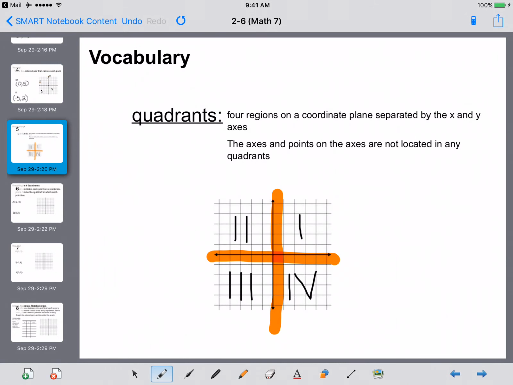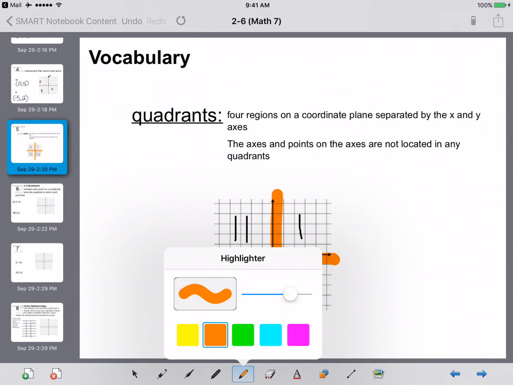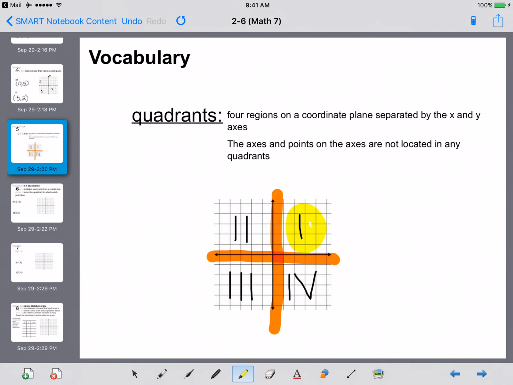So you start off your quadrants up in the upper right-hand corner, the super positive. That's 1. Then you just go counterclockwise around. So 2, 3, and 4. And it's listed in Roman numerals.